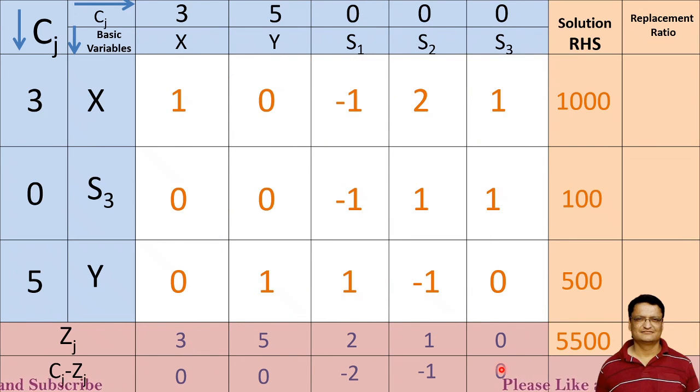Now you can note that there is no positive value over here, and we can say that the obtained solution is the optimum solution. The most important point is that the value of x is coming as 1000, the value of y is coming as 500, and this is the total profit made. You can see that the profit has improved from the previous table. The previous table profit was 5400, and now it has improved to 5500. Also remember that this particular s3 is coming as 100 because this is the unused resource.